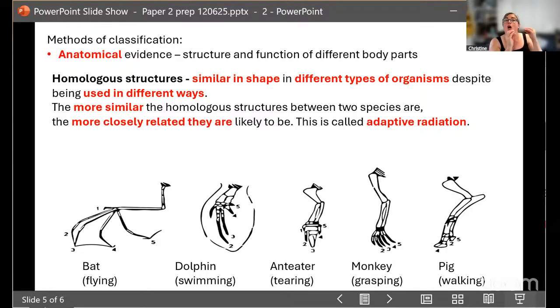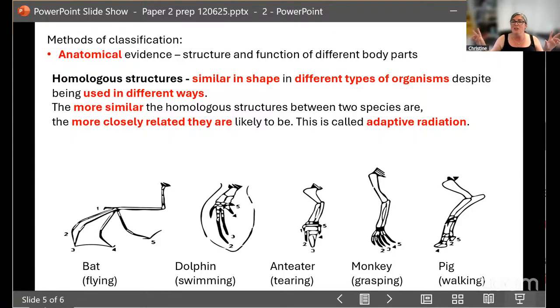So when we talk about homologous, homo same, homologous structures, similar in shape. So therefore we have the humerus, the radius, the ulna, the carpals, the metacarpals, and the phalanges. The more similar they are in structure, the more closely related. That's how we can classify them based on anatomical structure. And that is showing you adaptive radiation. Yes, there's changes because they use them in different ways.